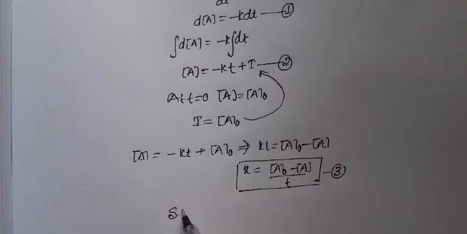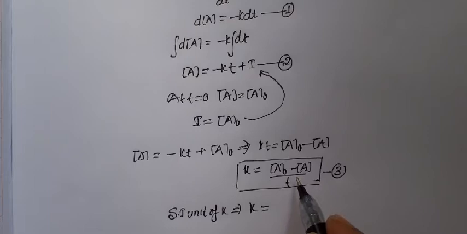Now we have to find out the SI unit of K. So it becomes K: concentration minus concentration becomes concentration. The unit of concentration is mole liter inverse, and time is second. So it becomes mole liter inverse second inverse.